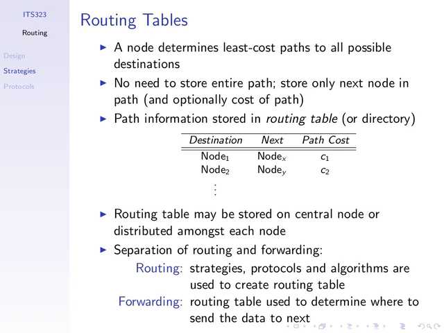Node 5 needs to get to node 3. The least cost route is direct to node 3. So we only store the next node in the path, not the entire path. It makes the routing table smaller, easier to manage, and the distribution of routing information much easier.